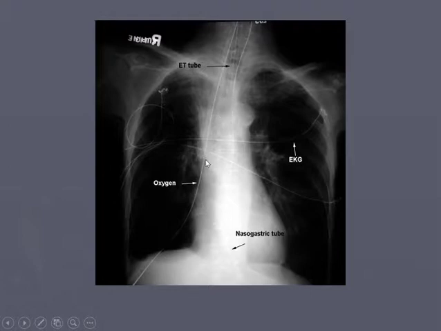You don't want it down here in the right lung. You don't want it up too high. That's a correctly positioned ET tube. You see the EKG lines here. We got an oxygen line up over there, and then over here, going down to the stomach, right down there, we got our nasogastric tube.